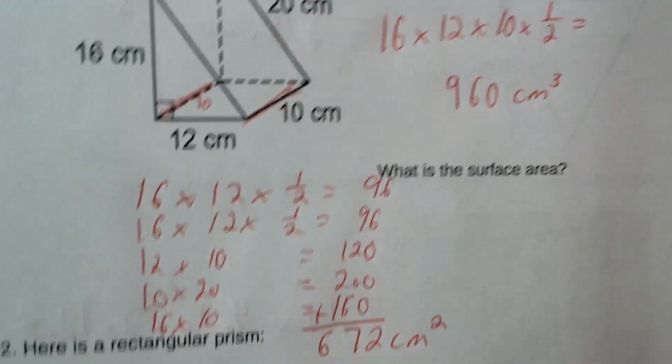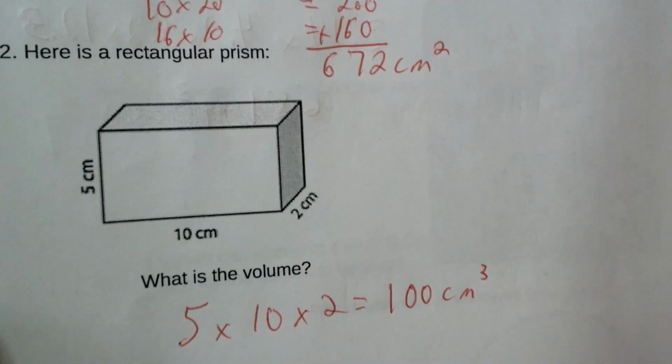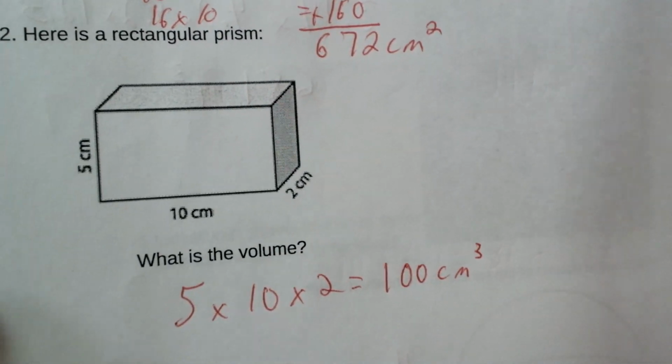For your rectangular prism, the volume's pretty easy. 5 times 10 times 2, that's 100 centimeters squared. So just length times width times height.